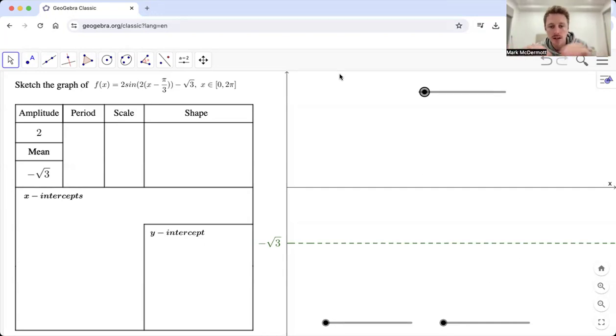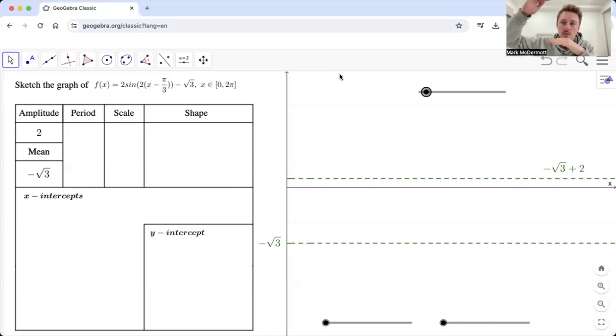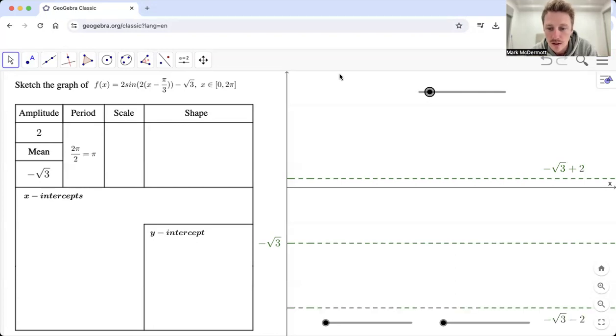Negative root 3 is a negative number. So you just got to put it below the x-axis somewhere and use dashed lines to represent that line of oscillation, because this is all going to be part of helping us graph it. Okay, we then know that the maximum point is going to be negative root 3 plus 2 because the amplitude is positive, is 2. The amplitude's always positive, but the amplitude is 2. So the maximum part of our function is going to go up to negative root 3 plus 2. And similarly, the other part of our function is going to go to negative root 3 minus 2, which is down the bottom here.